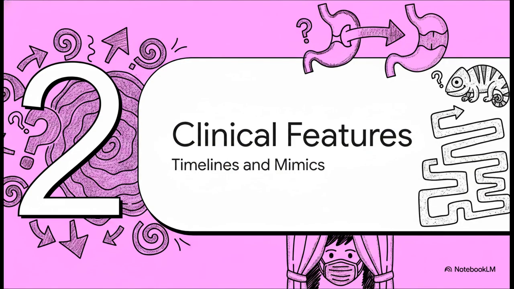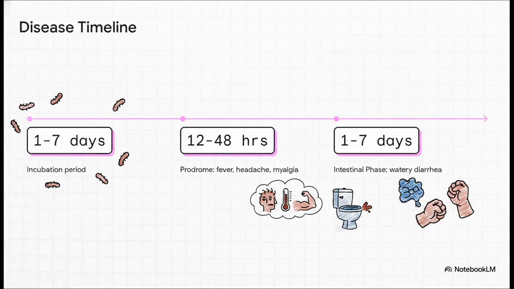Let's move on to Section 2, Clinical Features and Mimics. This is exactly where the exam is going to try and trick you. So here's how the timeline usually plays out. It starts with an incubation period of about 1 to 7 days. This is followed by a very distinct prodrome lasting 12 to 48 hours, characterized by fever, headache, and myalgias. Do not ignore that prodrome. It's a key distinguishing feature.